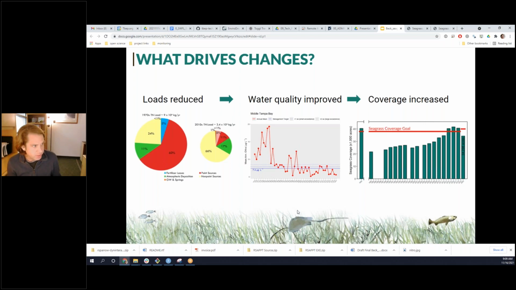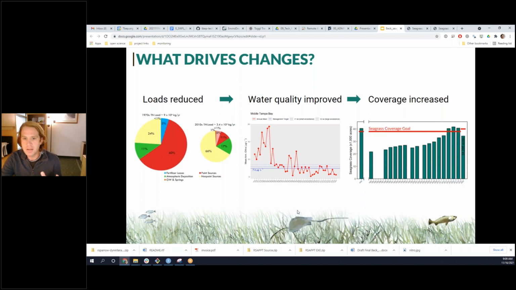Obviously, we're all familiar with this, but essentially, we've seen the recovery of seagrasses over time by getting a handle on controlling point sources of pollution, so reducing nitrogen loads, what that meant for improvements in water clarity through reductions in chlorophyll, and of course, seeing the seagrasses rebound over time.